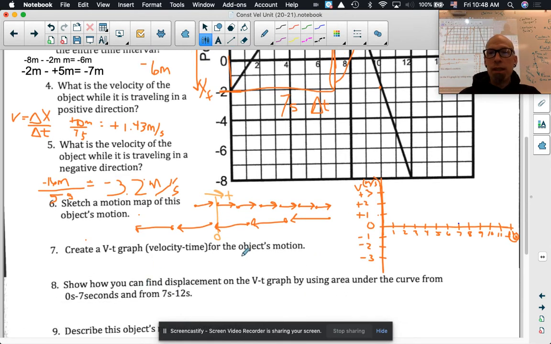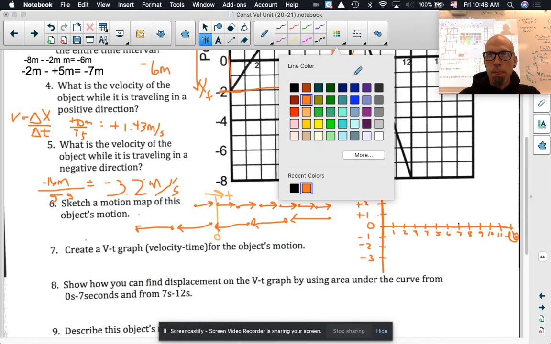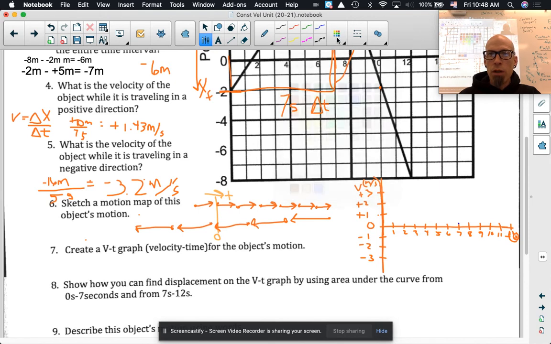Now you're supposed to create a VT graph. Let me change colors here. Well, how do you draw the line on the VT graph? Our first velocity was positive 1.43. Where's that? Somewhere up in here, just shy of halfway up, right? How far over do I draw it? 7 seconds. Right there. Horizontal at 1.43 meters per second, positive, across for 7 seconds.